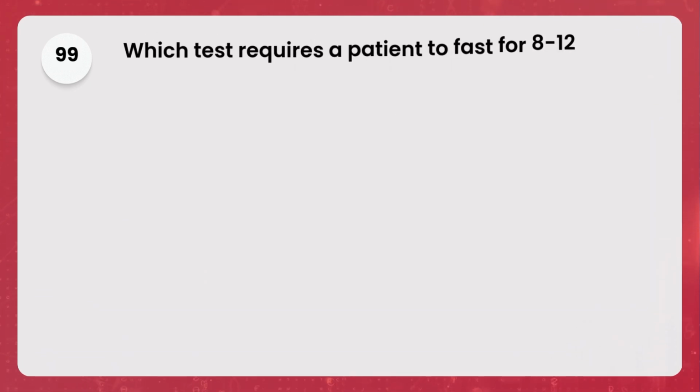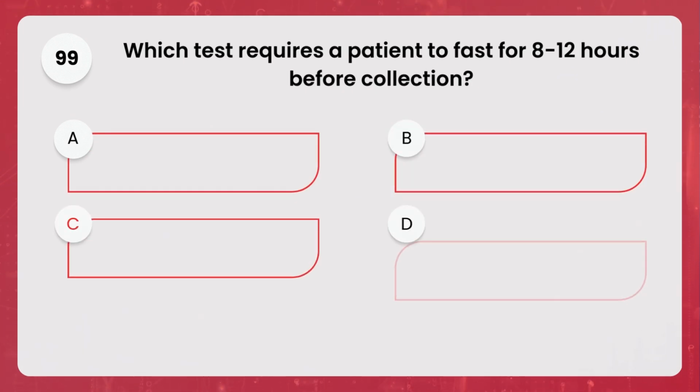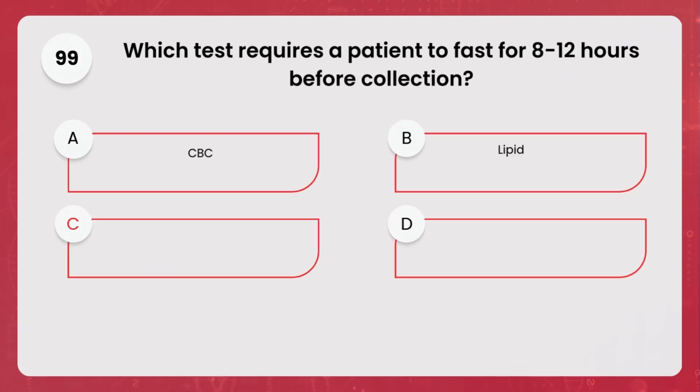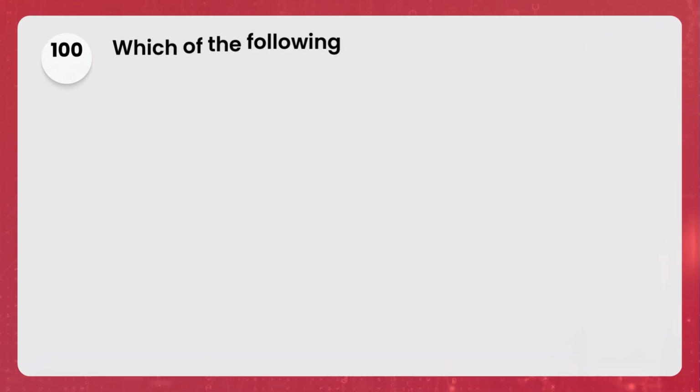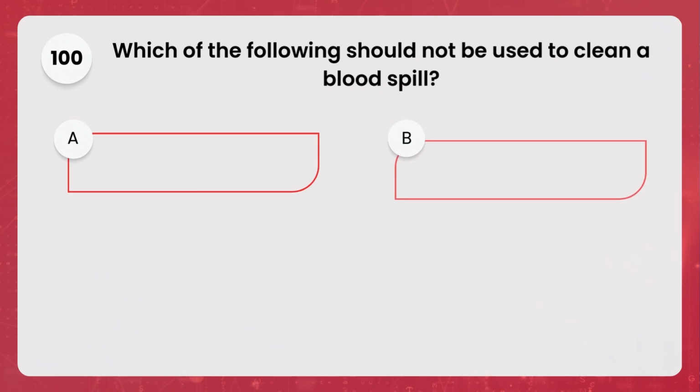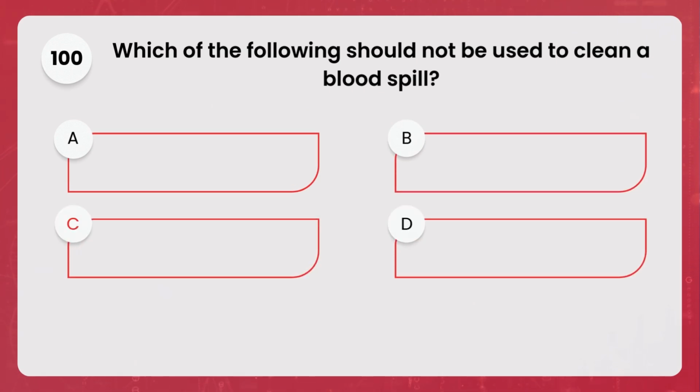Number 99. Which test requires a patient to fast for 8 to 12 hours before collection? A. CBC, B. Lipid panel, C. Basic metabolic panel, or D. Blood culture? The answer is B. Lipid panel.